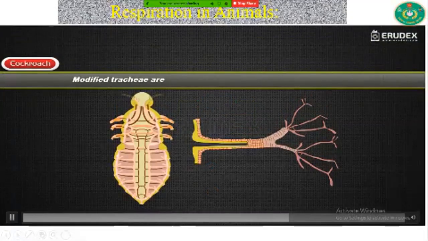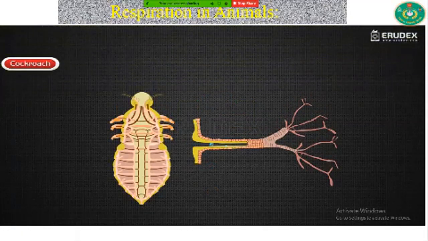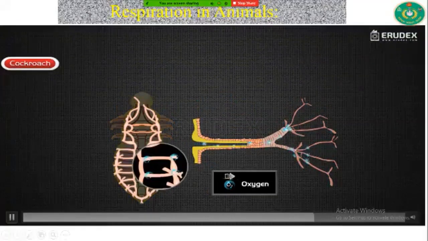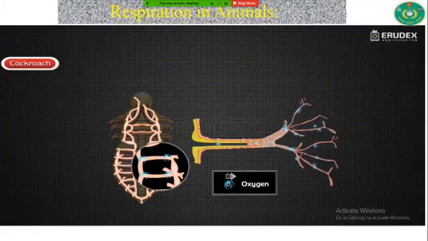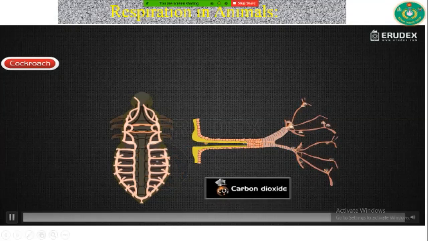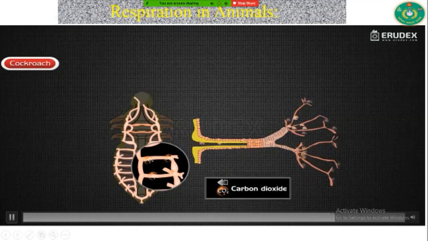Tracheae, the air tubes, are modified and specially found in insects. Oxygen-rich air enters through spiracles into tracheal tubes and diffuses into the body cells. Carbon dioxide from the cells enters tracheal tubes to be expelled out through spiracles.